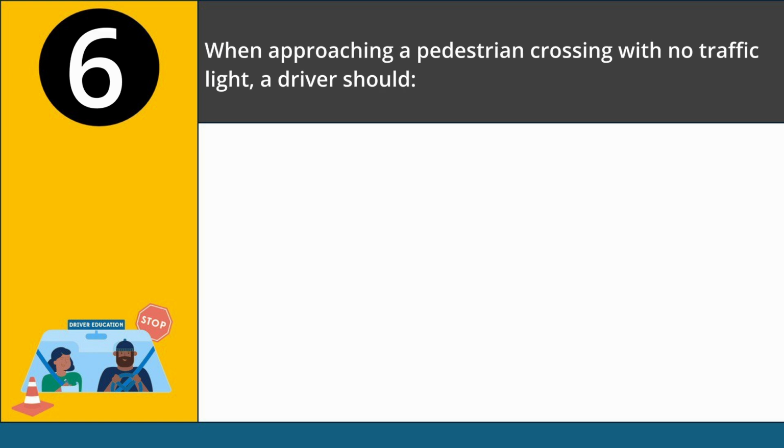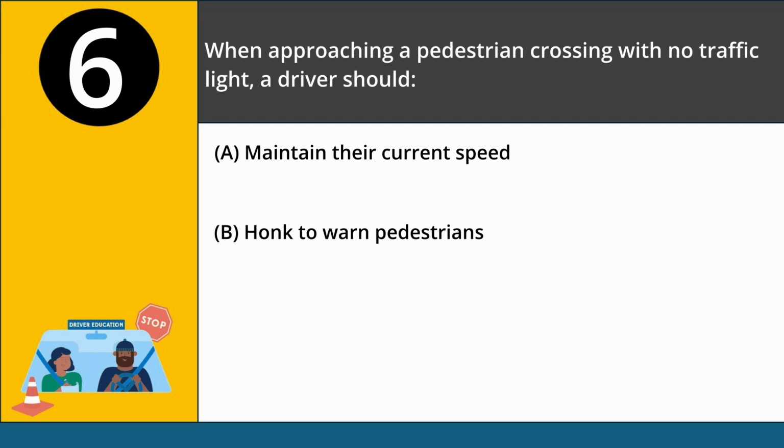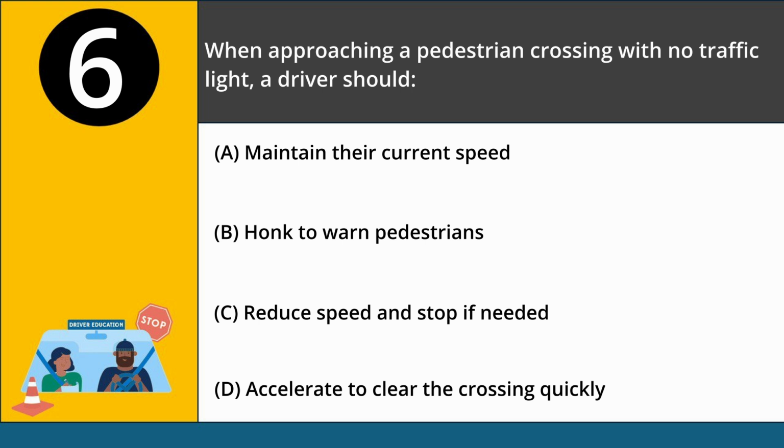When approaching a pedestrian crossing with no traffic light, a driver should: A. Maintain their current speed. B. Horn to warn pedestrians. C. Reduce speed and stop if needed. D. Accelerate to clear the crossing quickly. Answer: C. Drivers must yield to pedestrians at marked crossings.